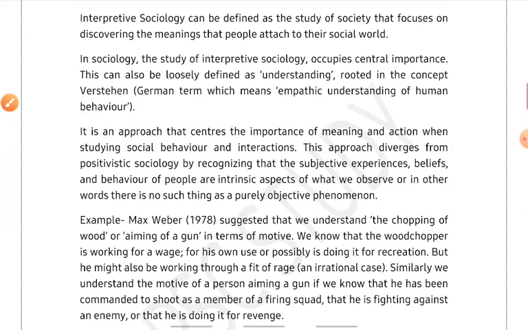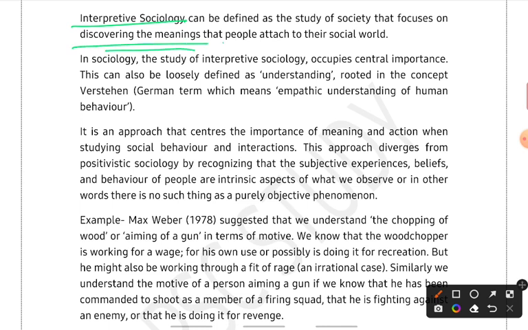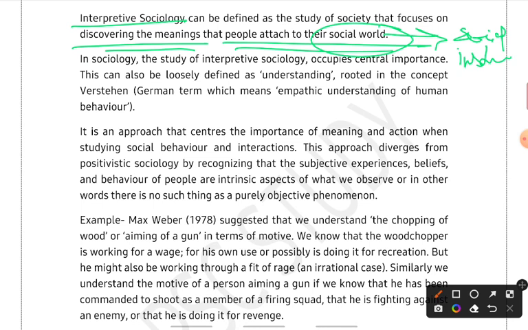So what is interpretative sociology? Interpretative sociology is nothing but discovering the meaning that people attach to their social world. Social world means social institutions. So the meaning people attach to that particular institution is what interpretative sociology is. It is basically a micro study of a particular institution.